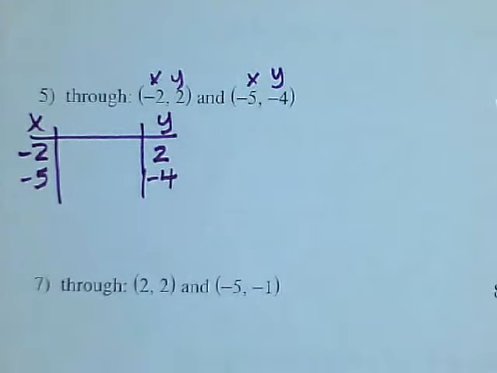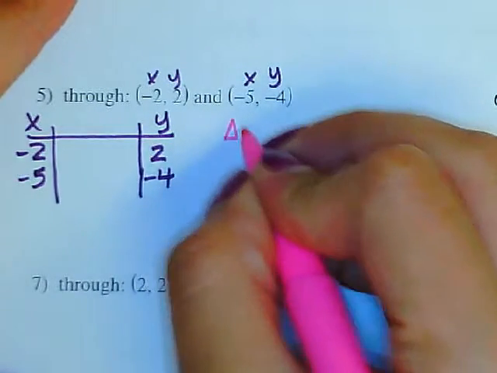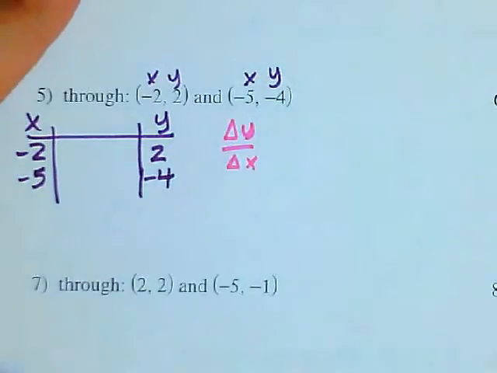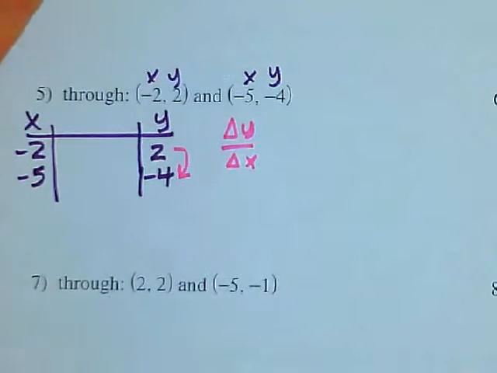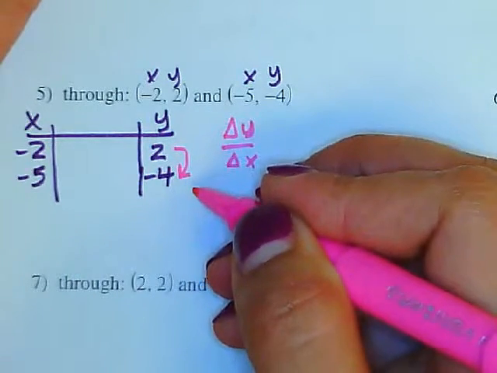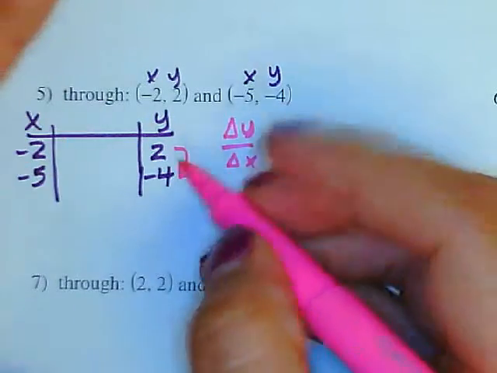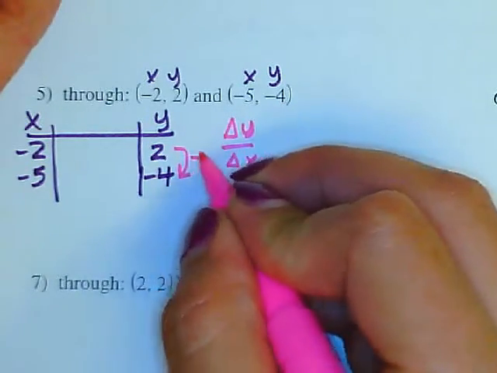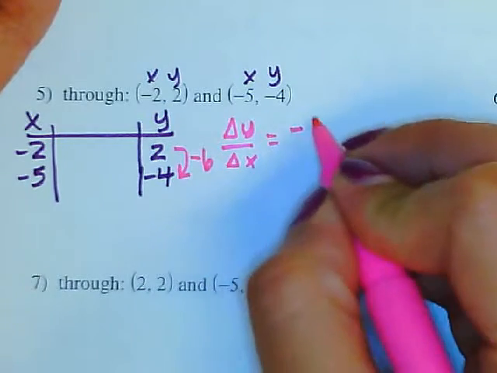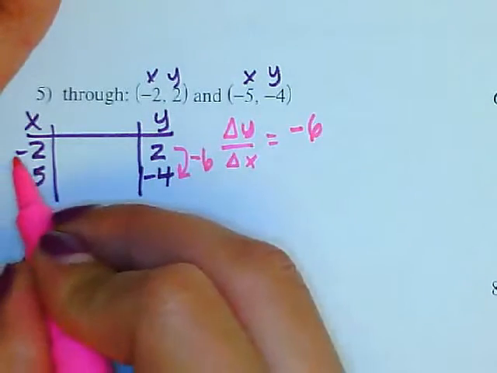Okay, next I am going to find the slope of the line. So I'm going to write my formula. Okay, so it's going to be change in y over change in x. So from 2 to negative 4. If you can't figure it out on your own from 2 to negative 4, then you enter in the calculator, negative 4 minus 2. And then it'll give you negative 6. So the change in y is negative 6.